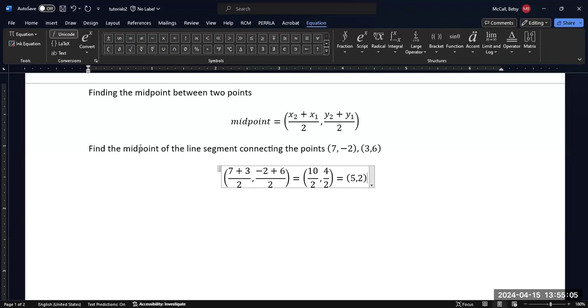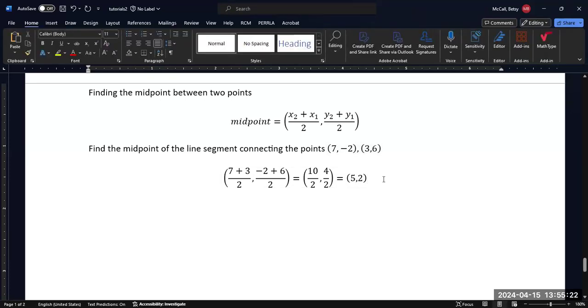And that makes sense, right? Because it is in between these two values. 5 is 2 units away from 7 and 2 units away from 3. And 2 is 4 units away from negative 2 and 4 more units away from 6. And so that is right in the middle of those 2 points.